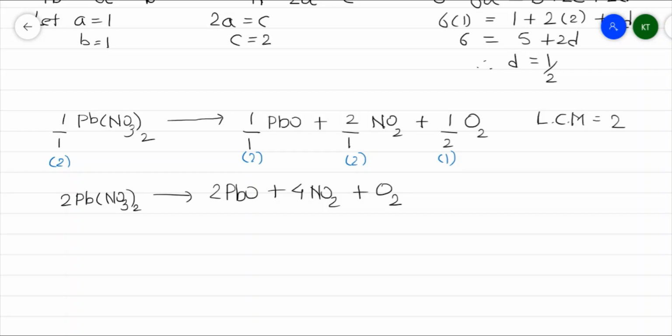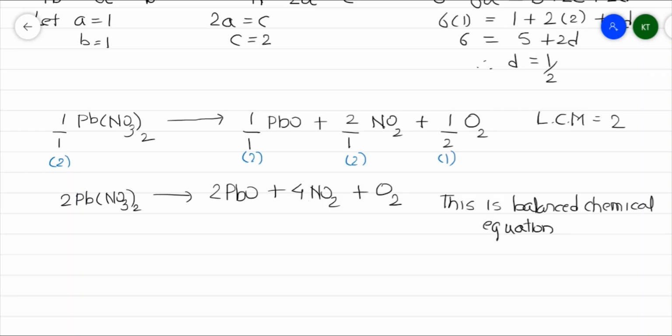Now on the product side, let me check, 2 oxygen here, 8 oxygen here, and 2 oxygen here. So 2 plus 8 plus 2, 12. So I observe that the number of atoms on the reactant side is equal to the number of atoms on the product side. So this is a balanced chemical equation.